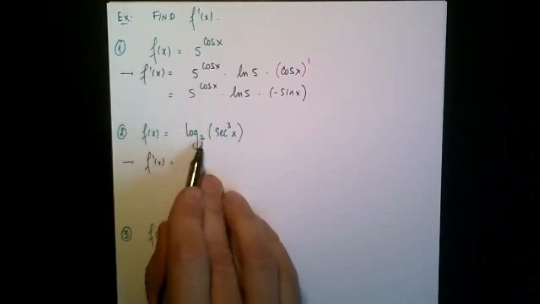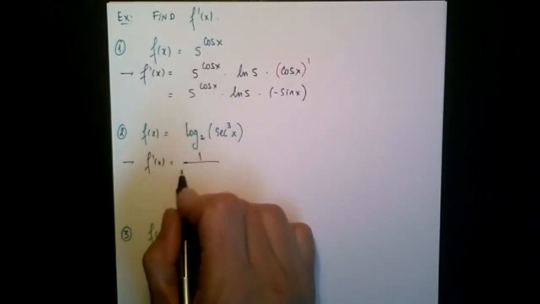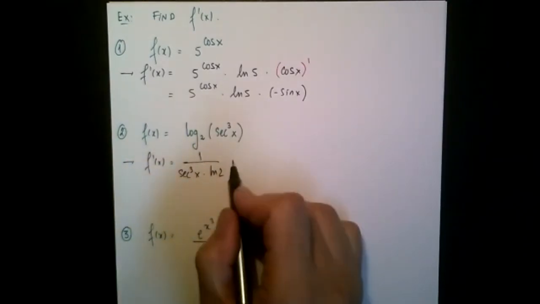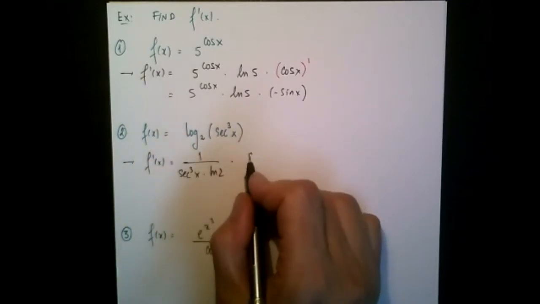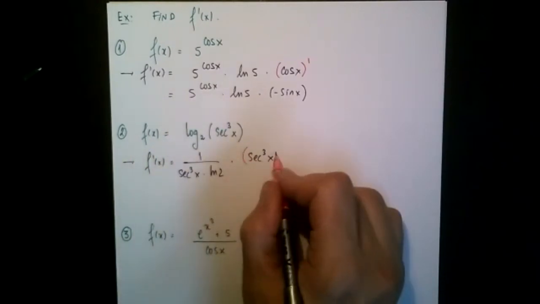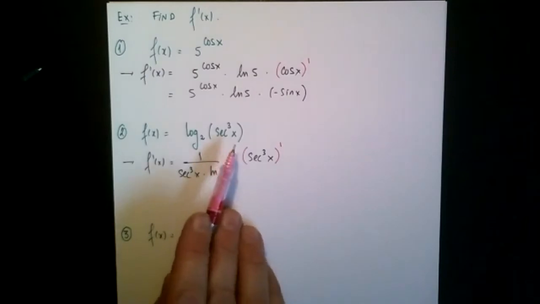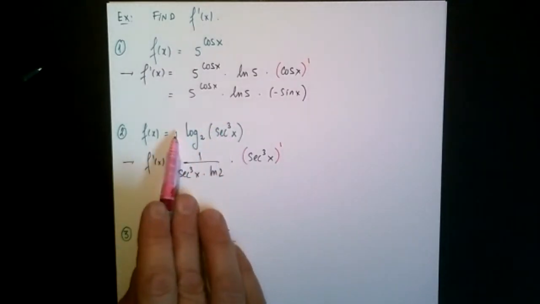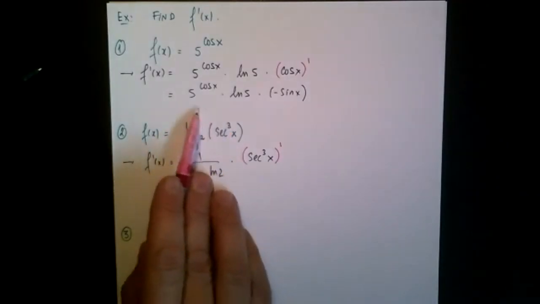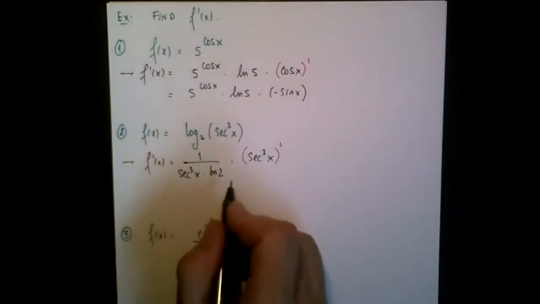F prime, so log in base 2 is always 1 over what's inside, so secant cubed x times ln of 2 times the derivative of the inside, so the derivative of secant cubed x. What you could have done here is pulled out a power 3 in front before deriving. That would have been smarter. Put the 3 in front because it's power 3, and then you derive. You would save some time, but it's okay.